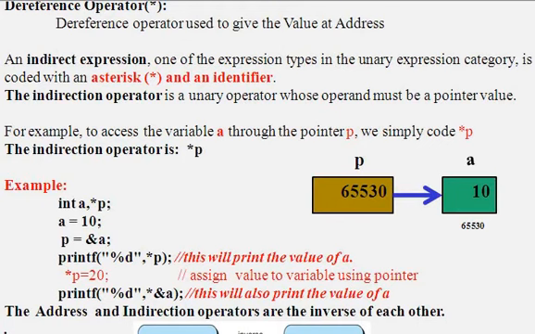A simple notation in pointers is, if p holds the address of a, then *p holds the value of a. A very important notation in pointers. If p = &a, if p holds the address of a, then *p holds the value of a. Look at that example, int a, *p. p is a pointer variable, a is 10 and p = &a, so p holds the address of a. If we use the statement printf("%d", *p), that will print the value of a.